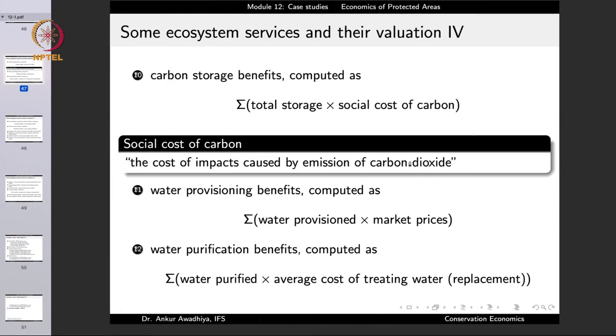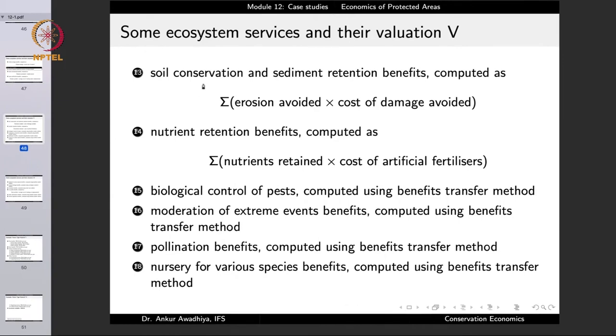We can look at water provisioning benefits. What is the amount of clean water that is given by this protected area, multiply that with the market prices. We can look at water purification benefits, which is the water that is purified by a protected area multiplied by the average cost of treating water. Or we can look at soil conservation and sediment retention benefits, the amount of erosion that was avoided by this protected area multiplied by the cost of damage that was avoided. We can look at nutrient retention benefits, the amount of nutrients that were retained multiplied by the cost of artificial fertilizers that would have been required if you were not retaining these nutrients.